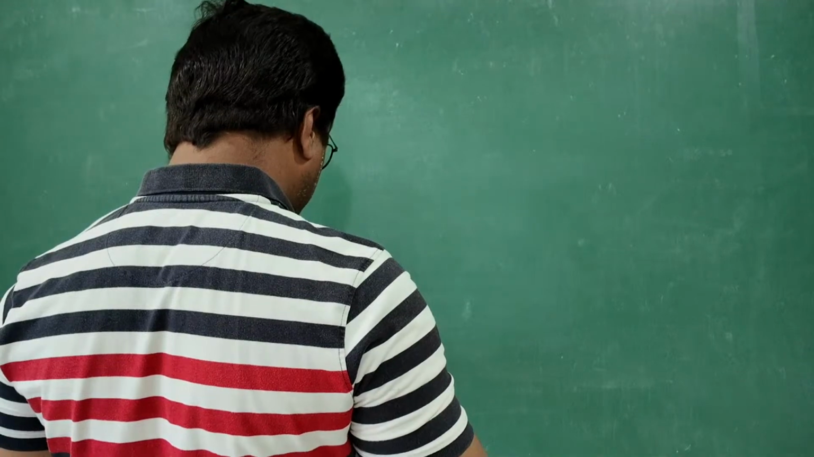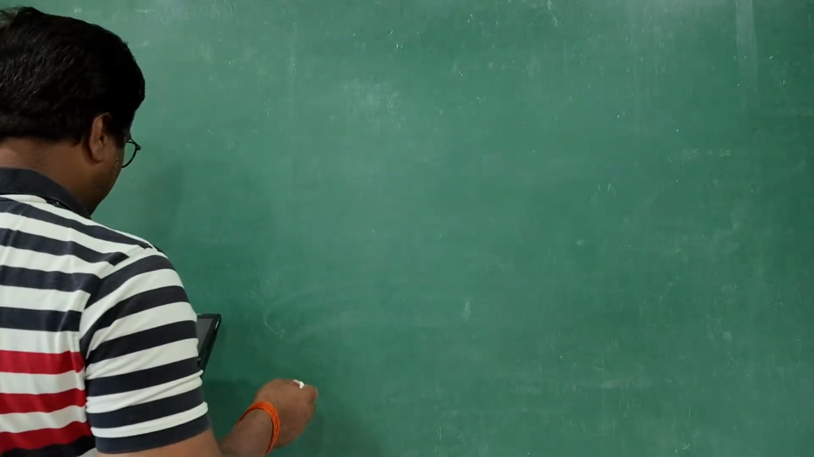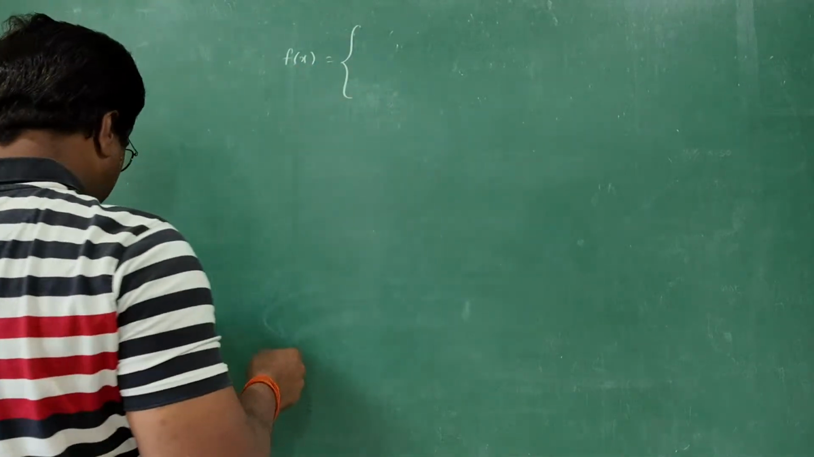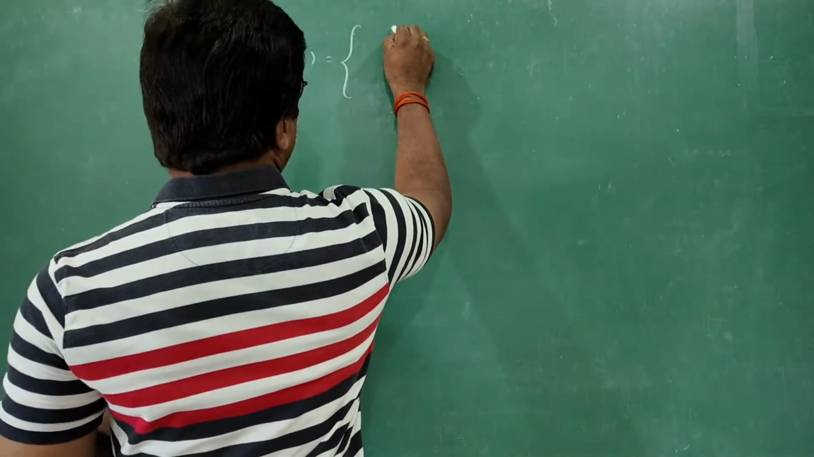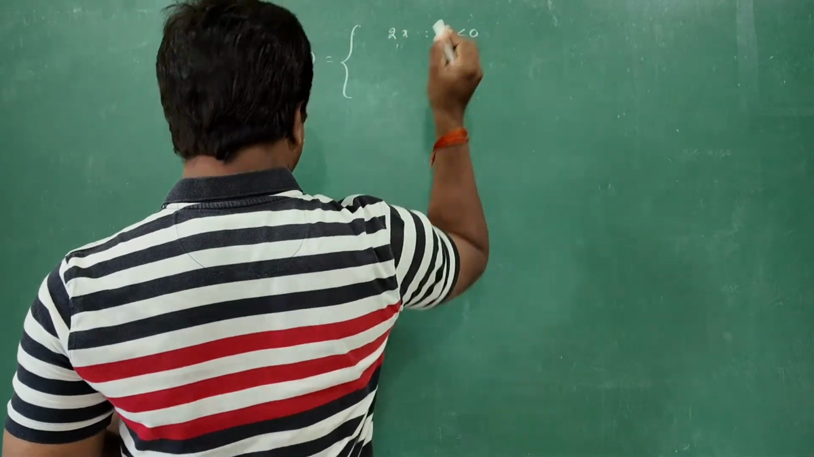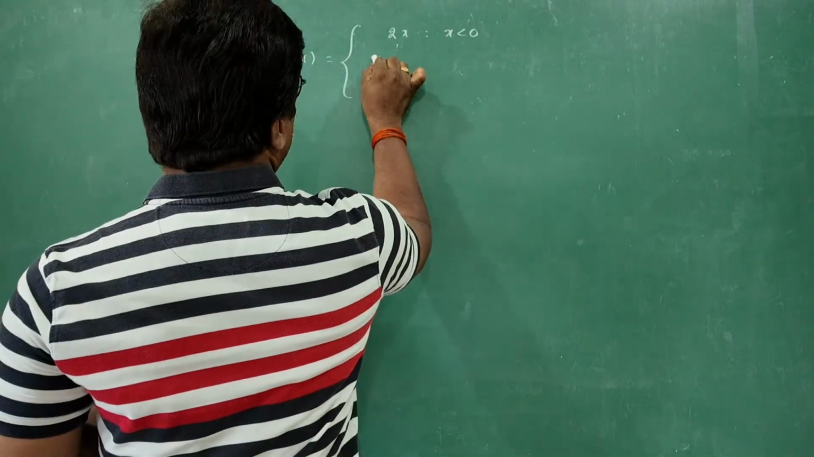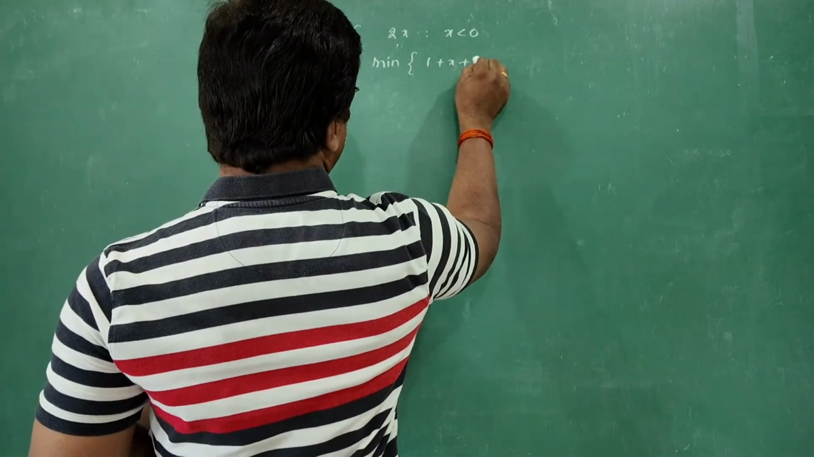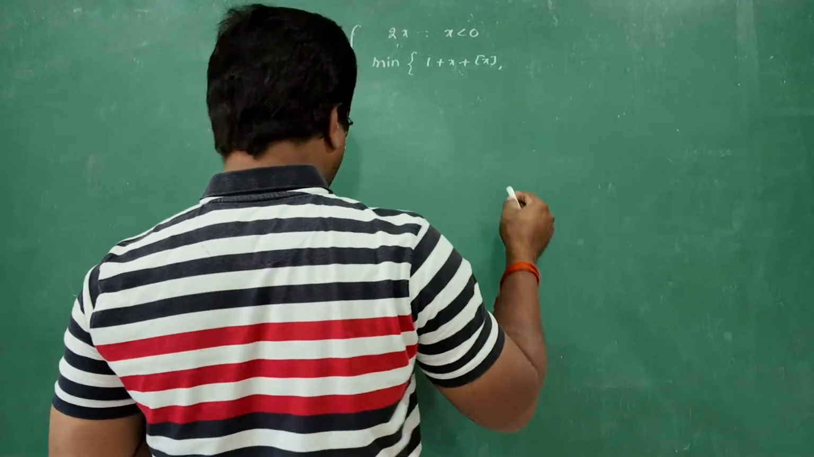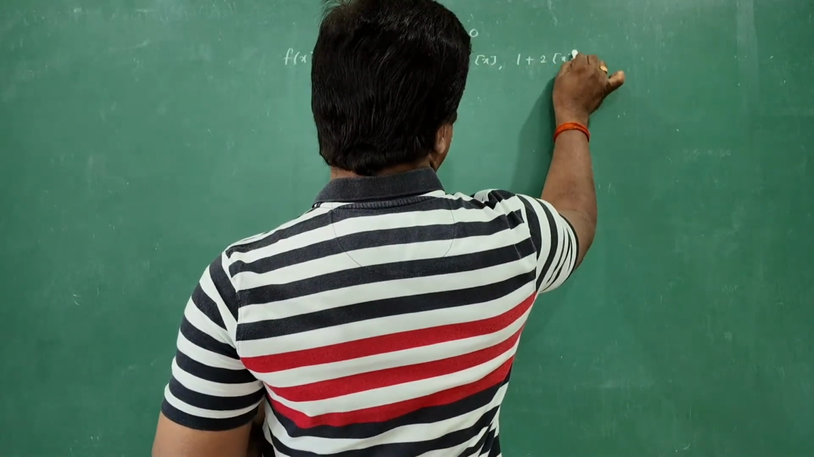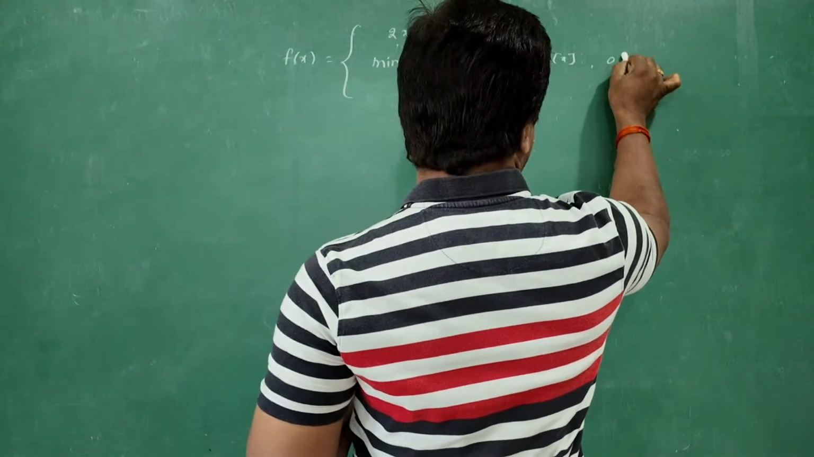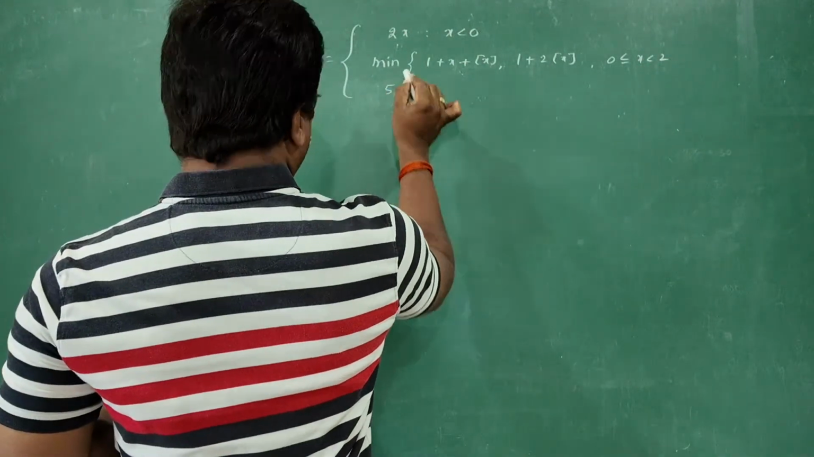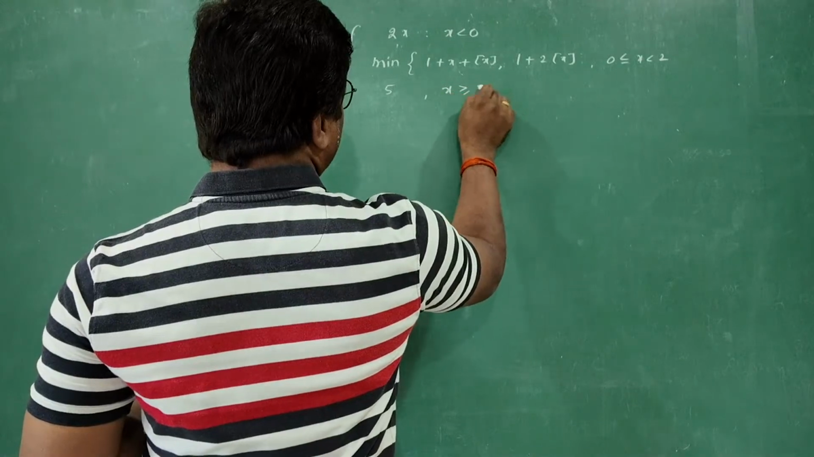There is a question based on discontinuity and non-differentiability. Yes, the question is given: f of x be a piecewise function, given 2 times of x for x less than 0 is the condition. Next, second piece, minimum of 1 plus x plus step x, comma 1 plus 2 times of step x, and here the condition 0 less than or equal to x less than 2, and constant 5 is given for all x greater than or equal to 2.